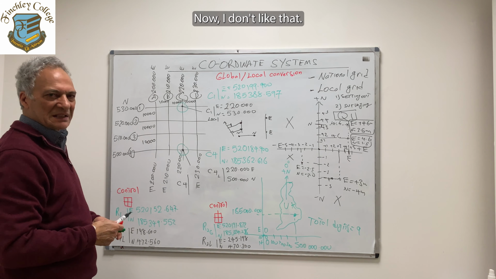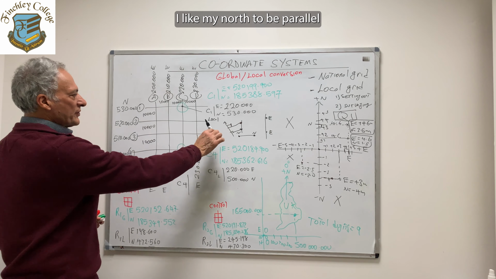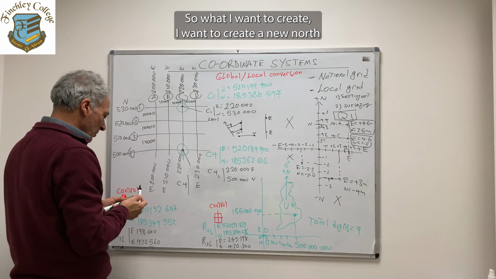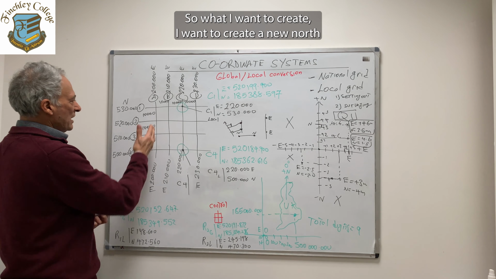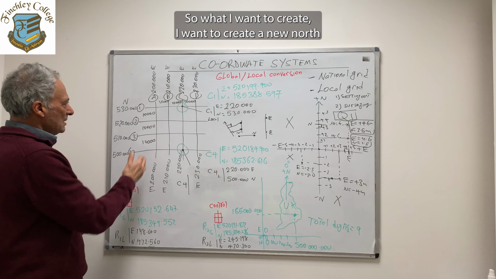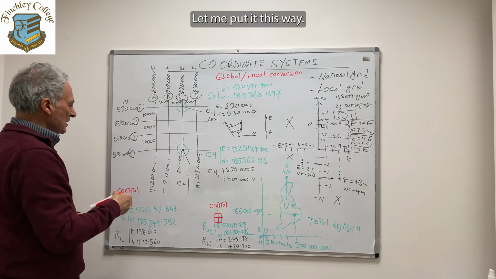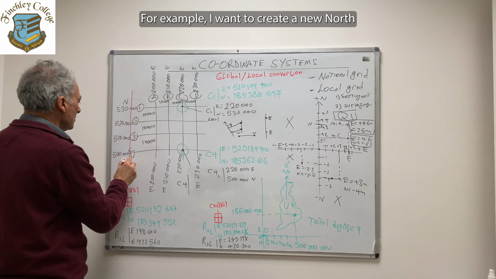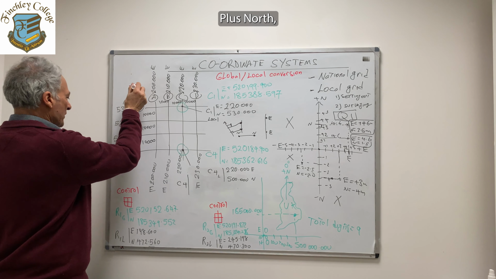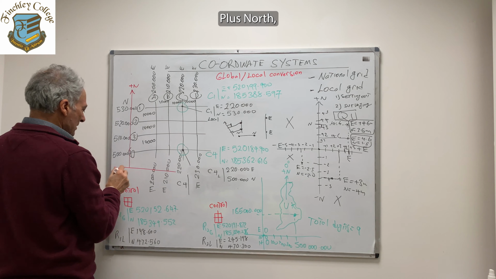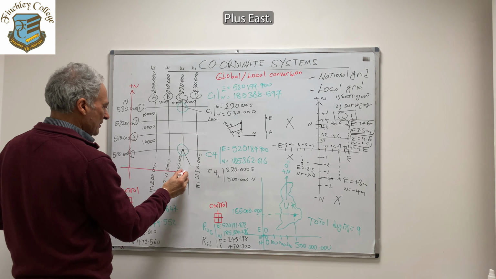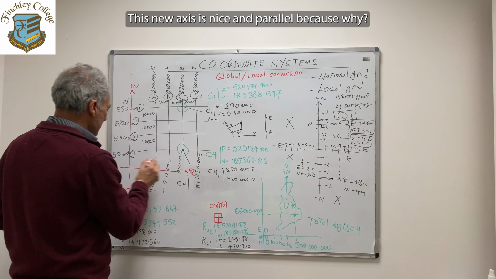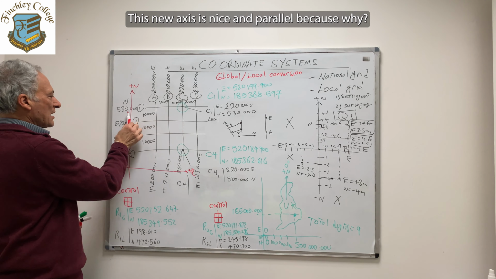Now, I don't like that. I like my north to be parallel. So I want to create a new north like this. Let me put it this way. For example, I want to create a new north plus east. This new axis is nice and parallel.